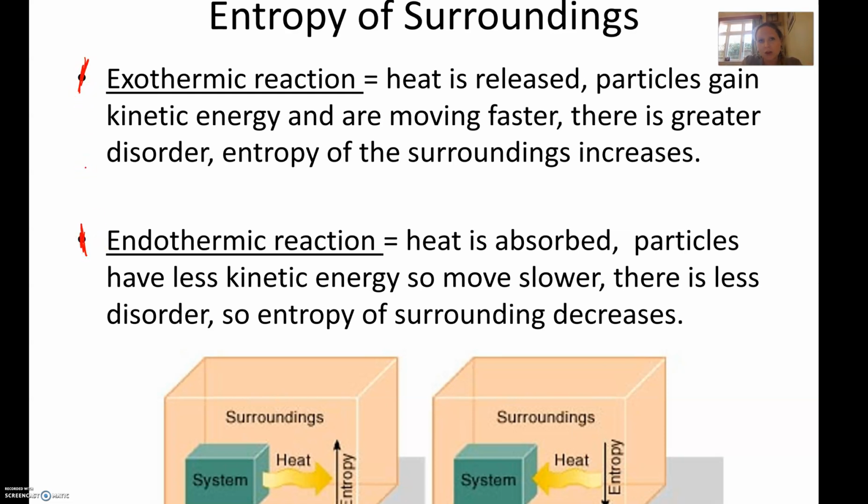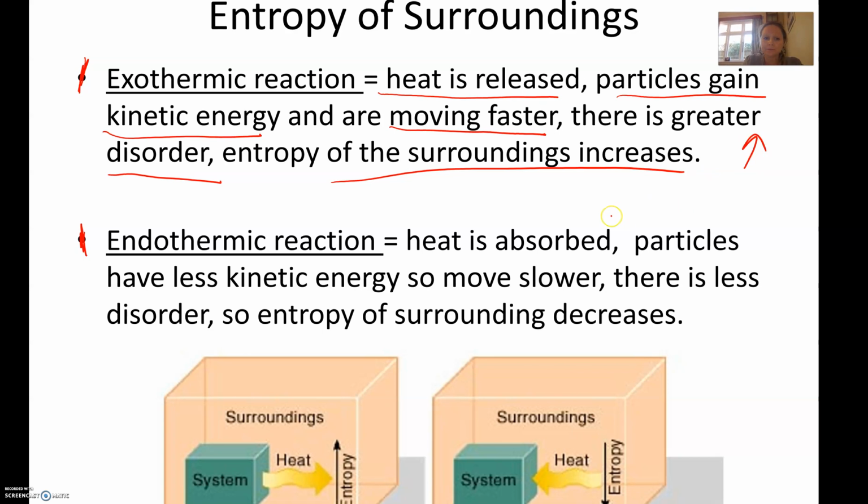So with an exothermic reaction, we know that heat is released to the surroundings. That means that the surrounding particles gain kinetic energy, therefore they move faster, therefore there's greater disorder, and the entropy of the surroundings increases. So for every exothermic reaction, entropy of the surroundings goes up. For all endothermic reactions, entropy of the surroundings goes down.